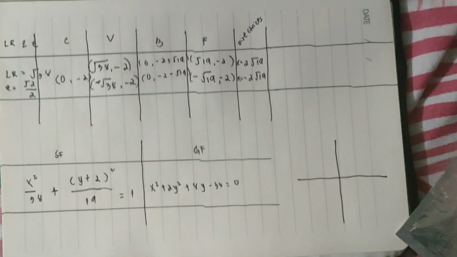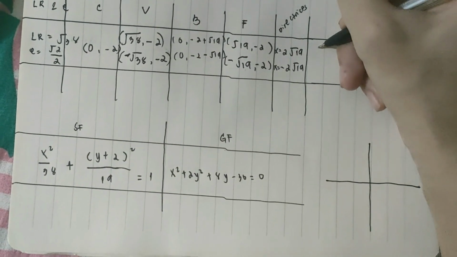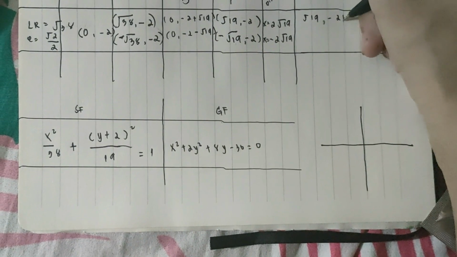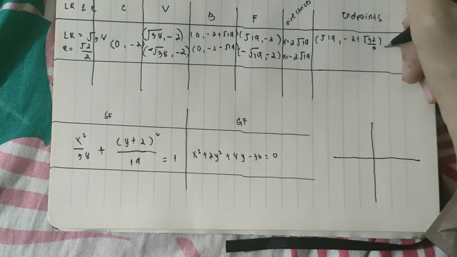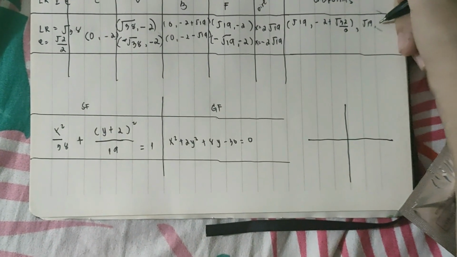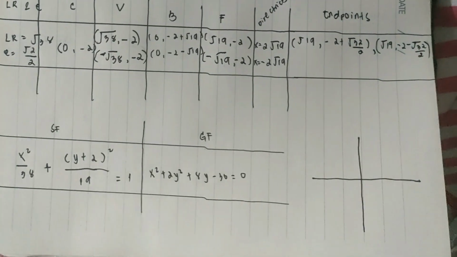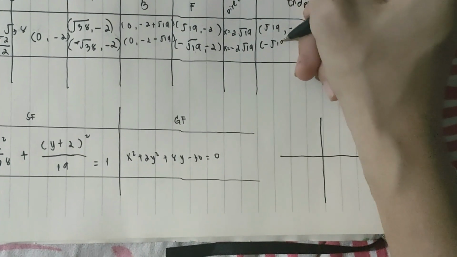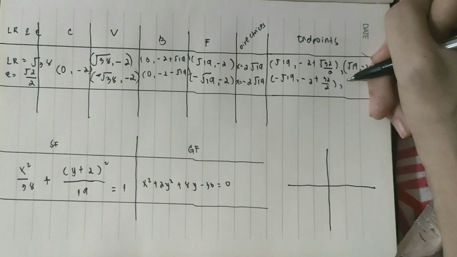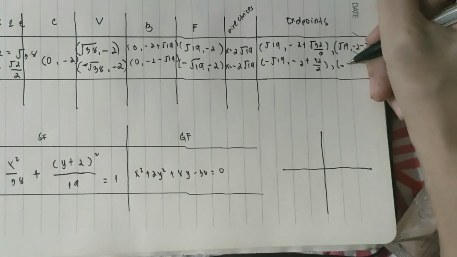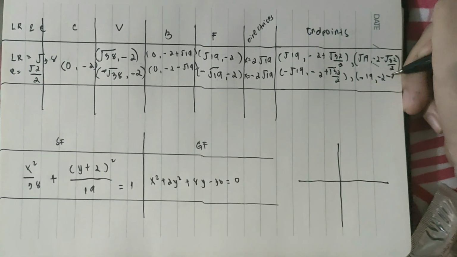Yung endpoints: square root of 19, negative 2 plus square root of 32 over 2; square root of 19, negative 2 minus square root of 32 over 2; square root of negative 19, negative 2 plus square root of 32 over 2; at square root of negative 19, negative 2 minus square root of 32 over 2.